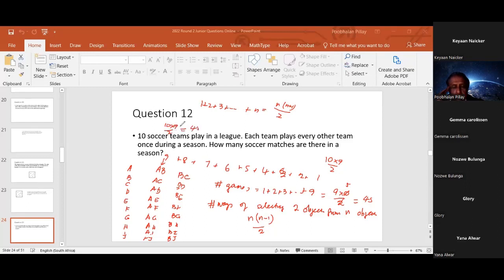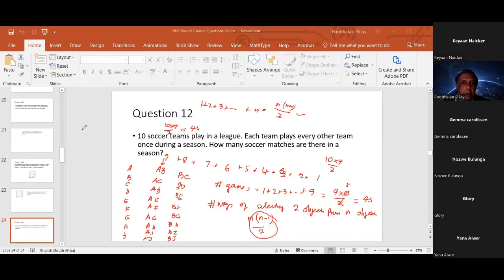You could have written it in a matter of a few seconds instead of going through this long, tedious process. So anyway, I hope you learned something from this little discussion, because it's a very important fact that if you want to pick 2 objects from n objects, then the answer is n into n minus 1 over 2. But when you're adding all the natural numbers up to n, then the sum is n into n plus 1 divided by 2. So there's a difference between these 2 things.